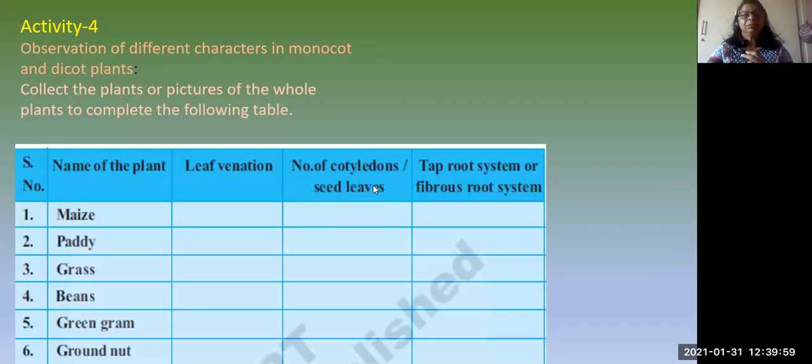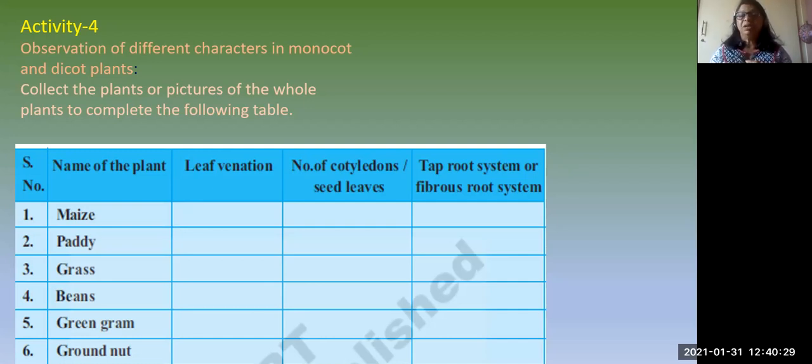Activity. Observation of different characters in monocot and dicot plants. Collect the plants or pictures of the whole plants to complete the following table. So you can get small plants, one from monocot and one from dicot. Okay, and then you observe. Complete this table. For example, name of the plant: maize plant.